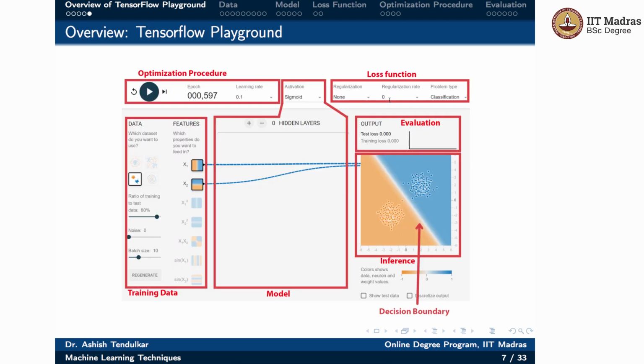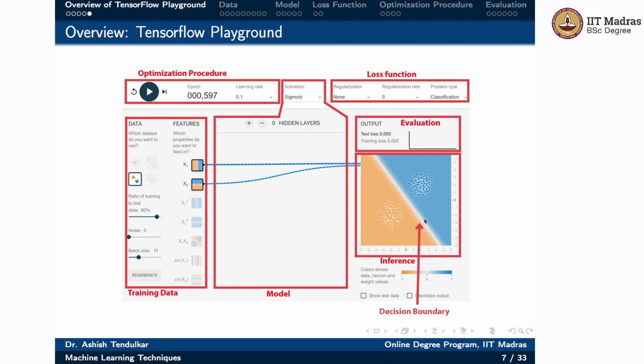So this is how TensorFlow Playground looks like, except for the bounding boxes that we have drawn to label different components. So we have training data on the left pane, then we have model, we have a loss function here, then optimization procedure, a small area to visualize the evaluation metrics, and a place to visualize the model that was learned. Specifically, the playground shows the boundary between two classes as the model is learning it while undergoing the training process.